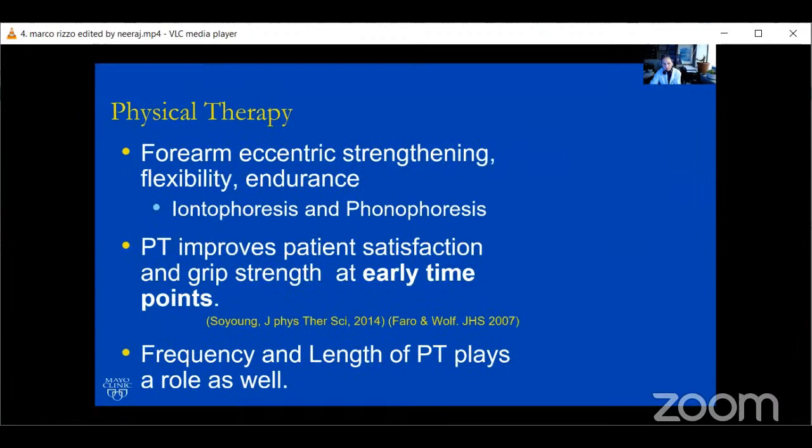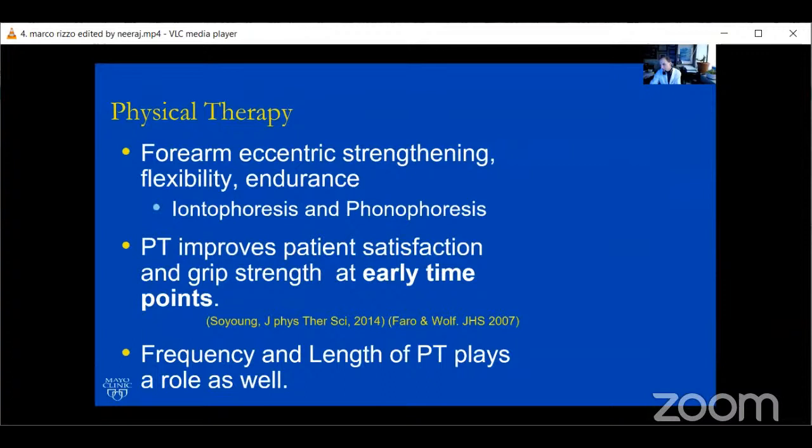Physical therapy is a very common treatment and remains a staple in care. It's basically forearm strengthening, flexibility, and endurance. Iontophoresis and phonophoresis are very commonly utilized. It's noted that PT improves patient satisfaction sooner and grip strength sooner, and there is a link between frequency and length of therapy.